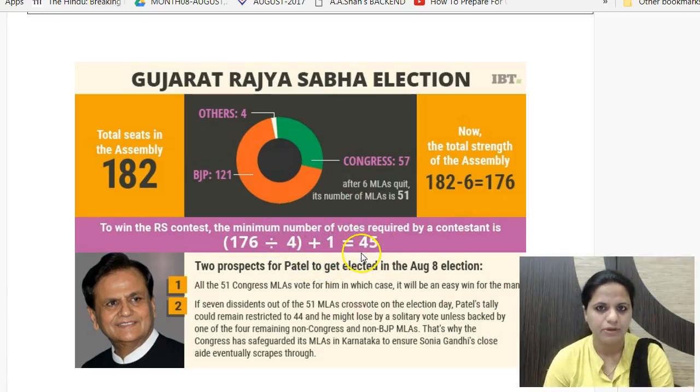So any member who will get any candidate vote standing for election, if he gets 45 votes, then he can go to Rajya Sabha. So this is how it will take place here. So, if all 51 Congress MLAs vote for one person, that person can easily be sent to Rajya Sabha. So this is the expectation.